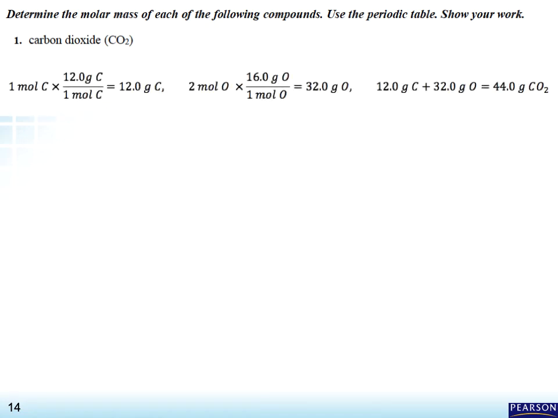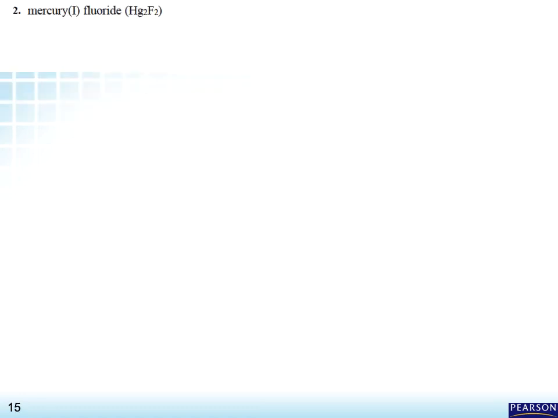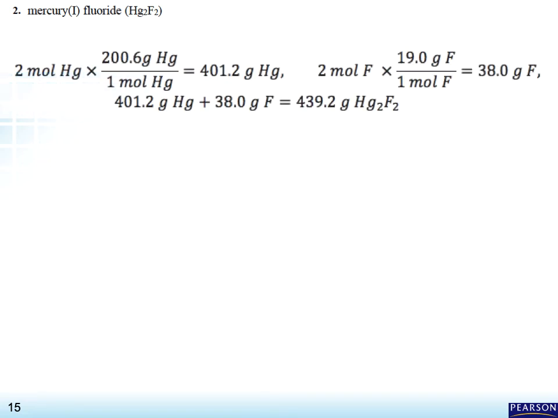So I'm going to do 1 mole of carbon times 12.0 grams, which is 12.0 grams of carbon. 2 moles of oxygen times 16.0 grams per mole is 32.0 grams. 12 plus 32 is 44. Mercury 1 fluoride, Hg2F2. So 2 moles of Hg times 200.6 grams per mole is 401.2. 2 moles of F times 19.0 grams per mole is 38.0. 401.2 plus 38.0 is 439.2 grams.